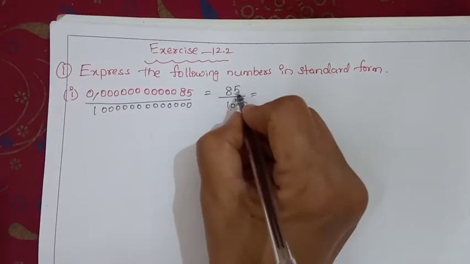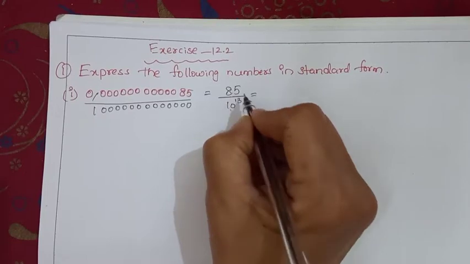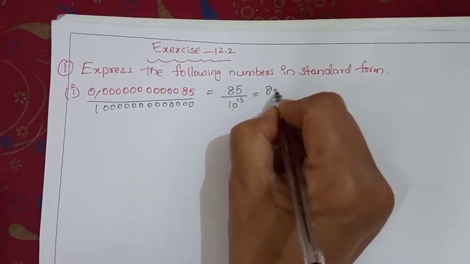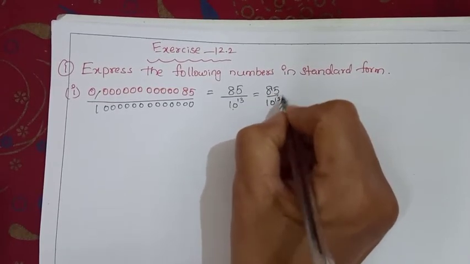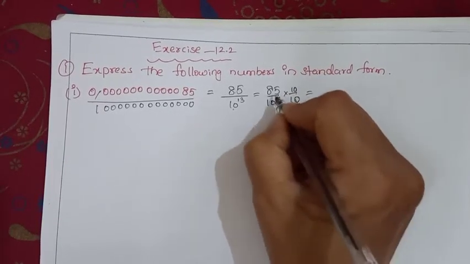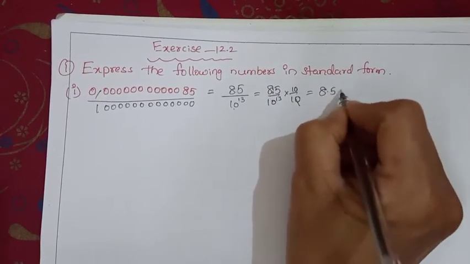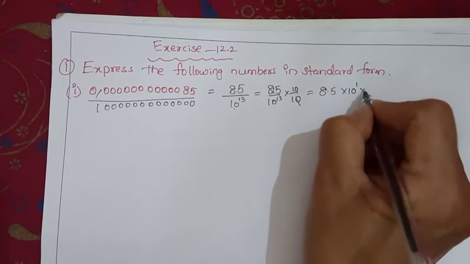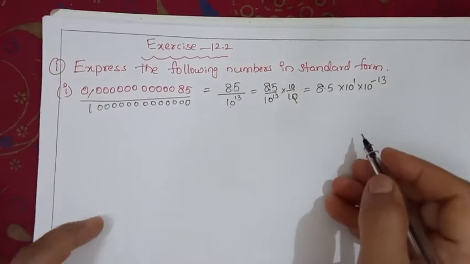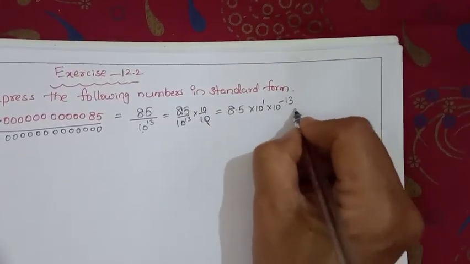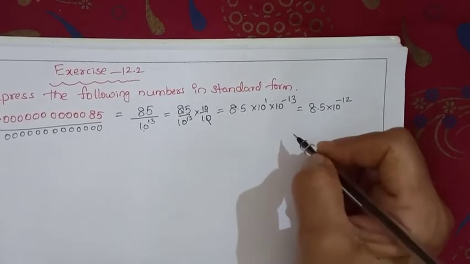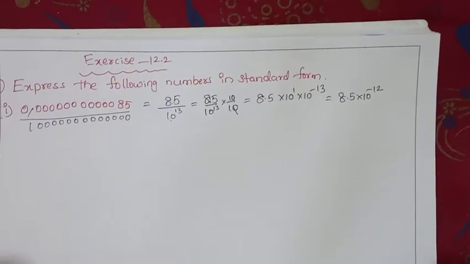I am just converting it to base 10. Now again before 5 we need one more decimal because we need a shorter form. So here what I have to do is 85 by 10 to the power of 13, multiply and divide by 10. So now I'm removing this and placing 1. So 8.5 into 10 to the power of 1 into 10 to the power of minus 13. Will you accept this? So what does it give us? 8.5 into 10 to the power of minus 12. Okay, children? Understood this one?